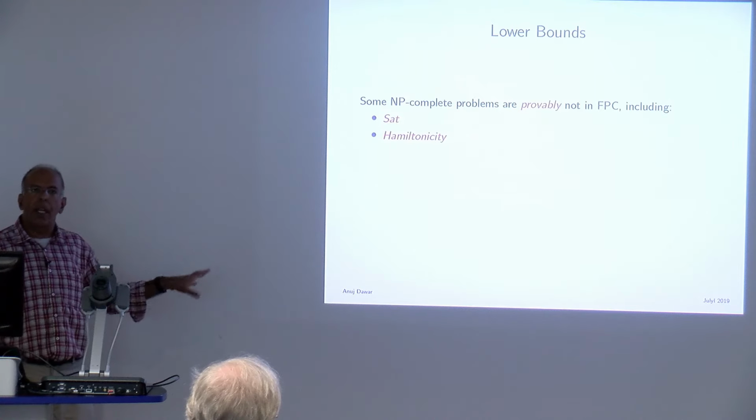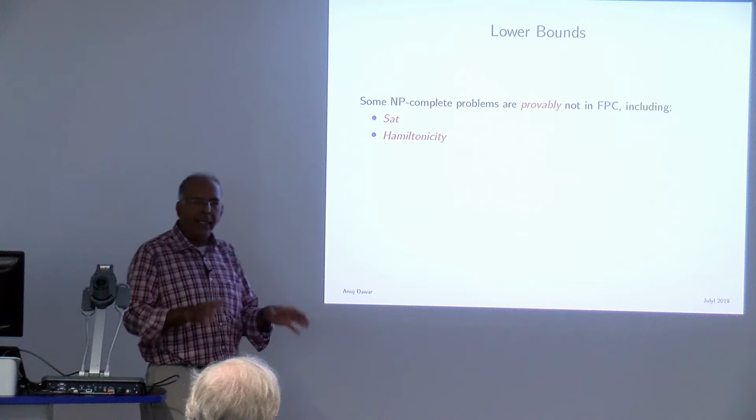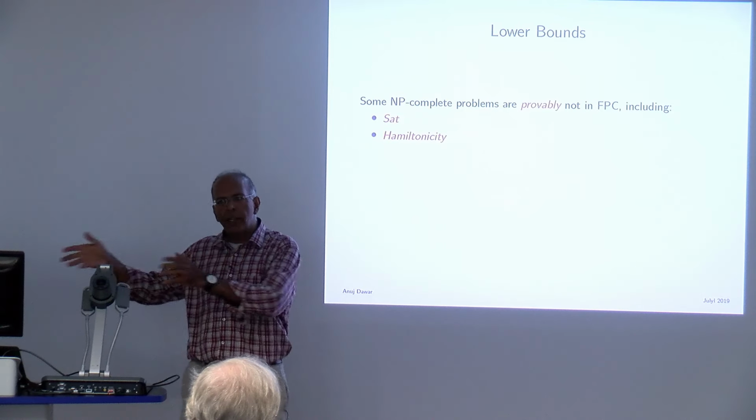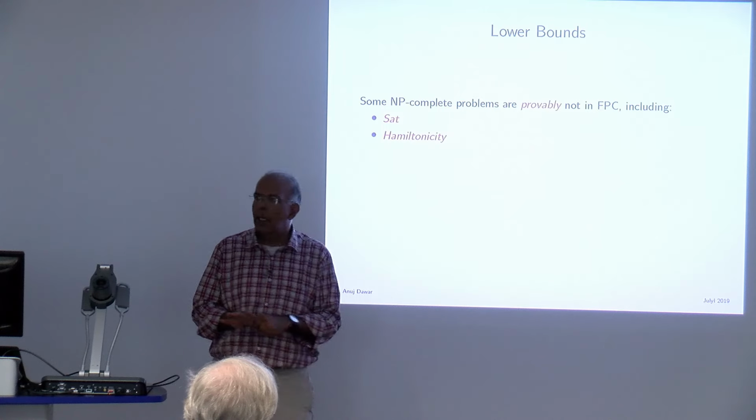Hamiltonian cycle: deciding whether a graph has a Hamiltonian cycle is provably not in FPC. So provably there is no polynomial size, purely symmetric family of circuits which will decide this. Okay?